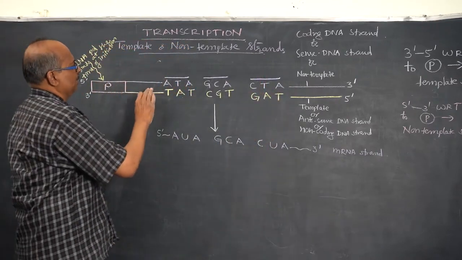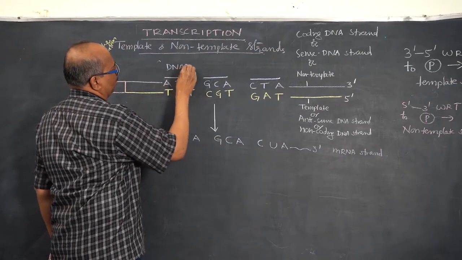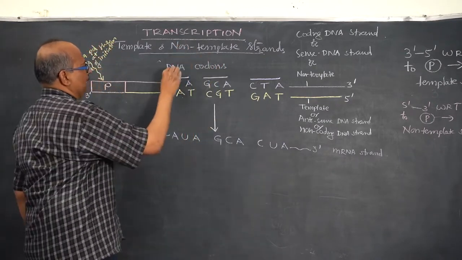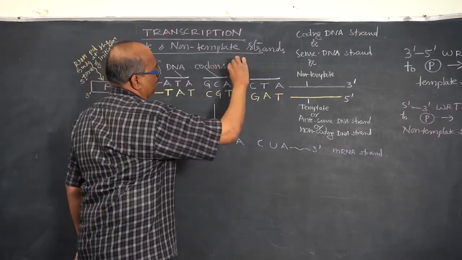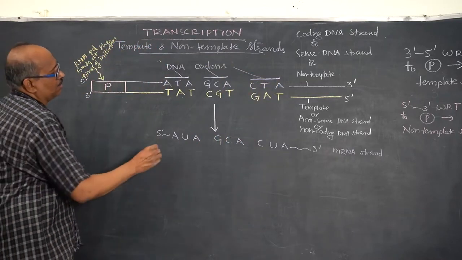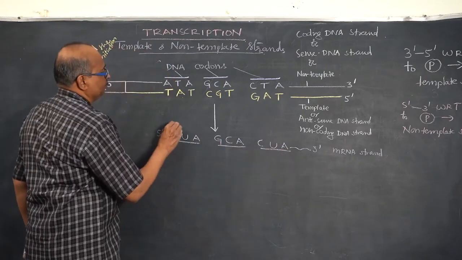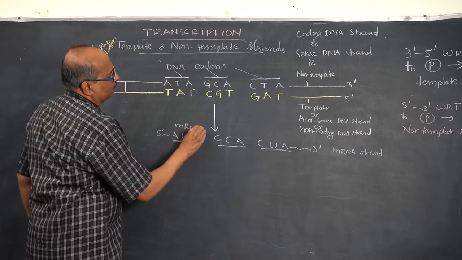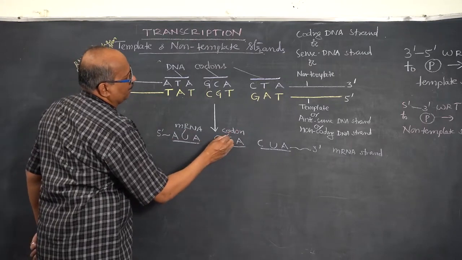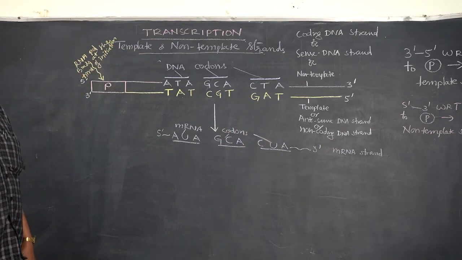So you have here the codons. These we call it as DNA codons. So ATA is DNA codon, DNA codon, DNA codon. Whereas these we call it as mRNA codons. So codons we can find in non-template strand of DNA as well as the mRNA.